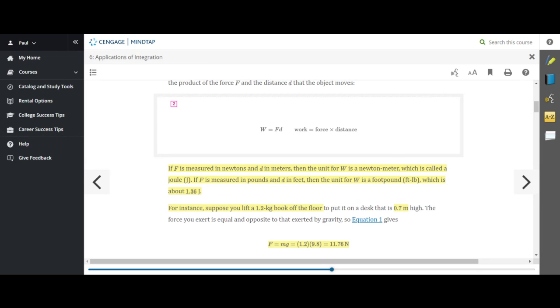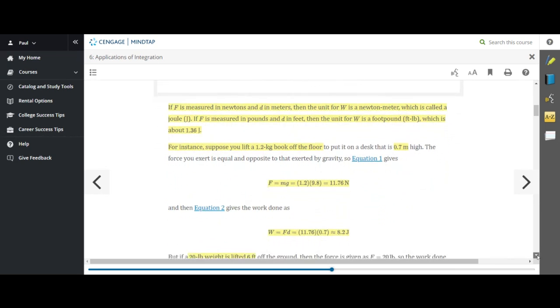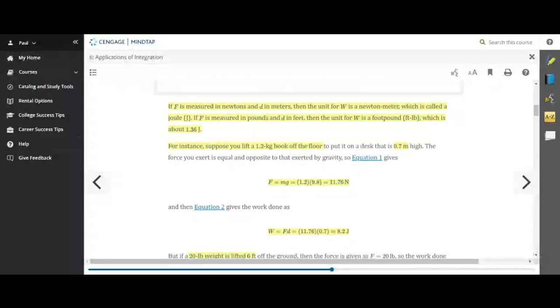Okay, so that's the force. Good, Jacob. Thank you. And now the work done, the work would be equal to the force times the distance, which is the 11.76 newtons times the 0.7 meters. And that's newton meters, that's 8.2 joules.